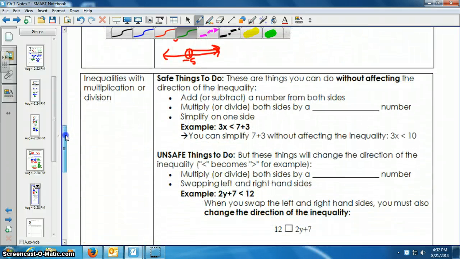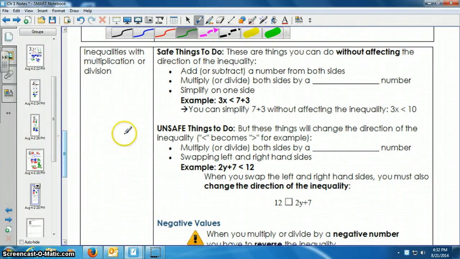All right, continuing on. Safe things to do. These are things that you can do without affecting the direction of the inequality. And that's add or subtract from both sides, multiply or divide both sides by a positive number. That's key. That won't affect it. It's safe.